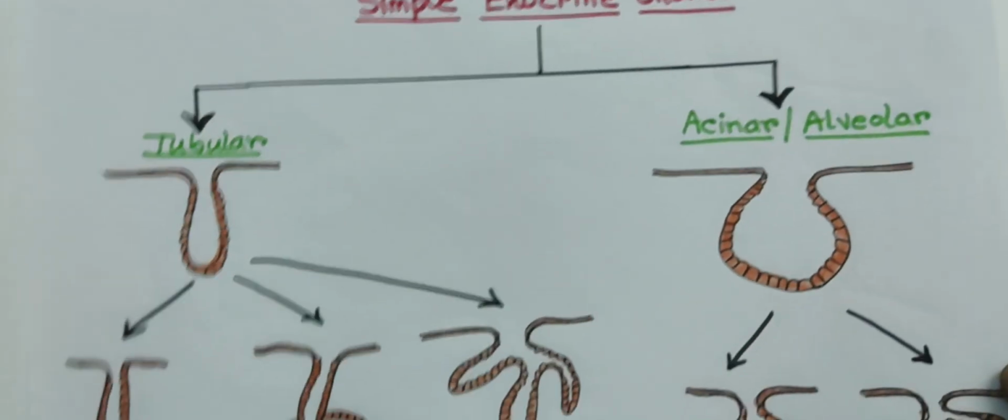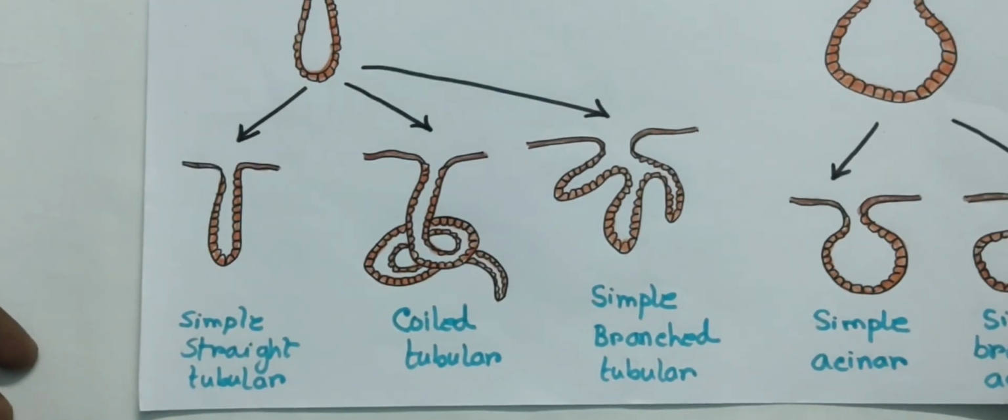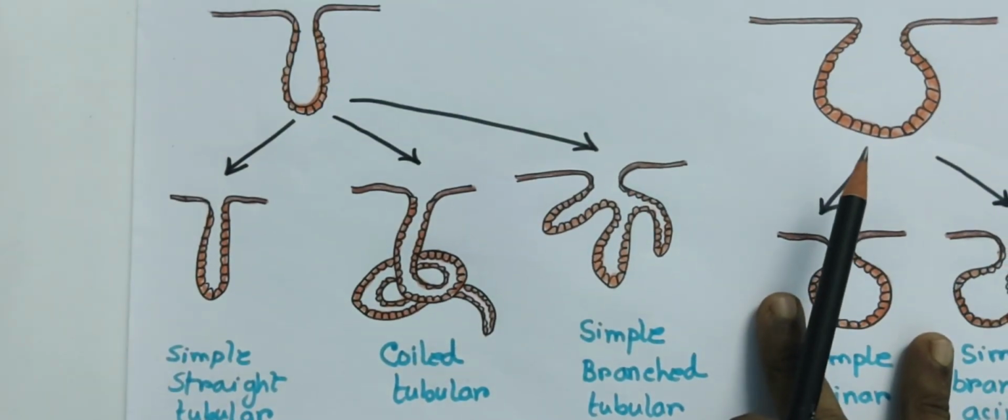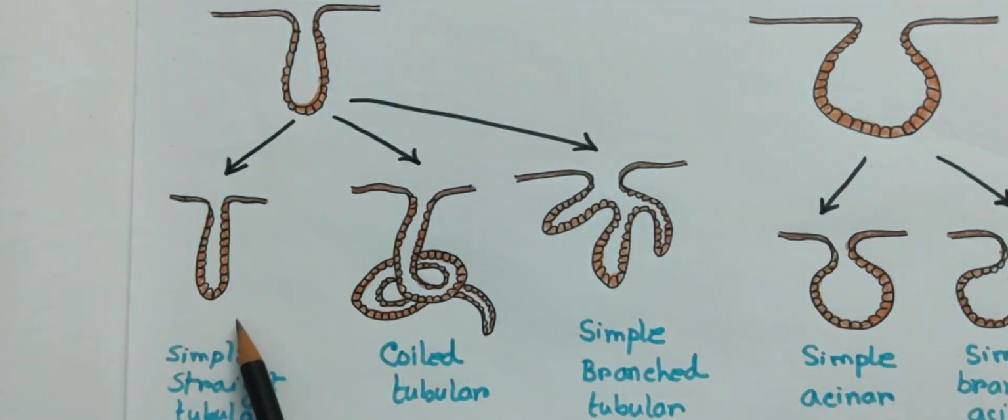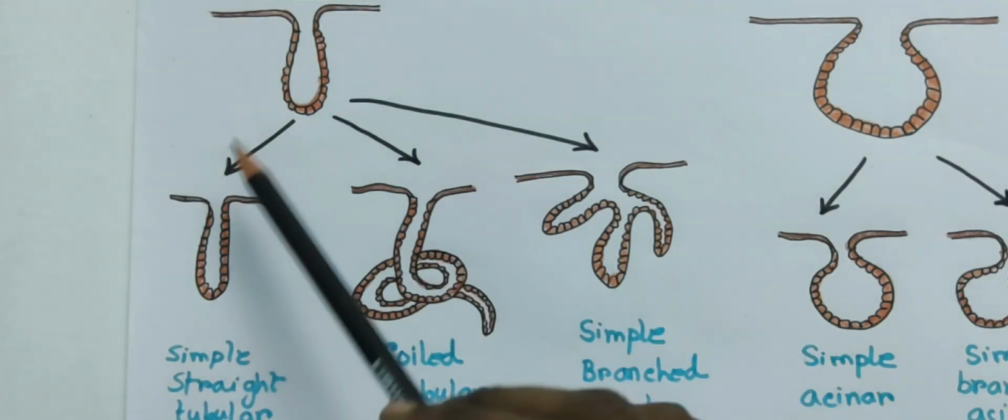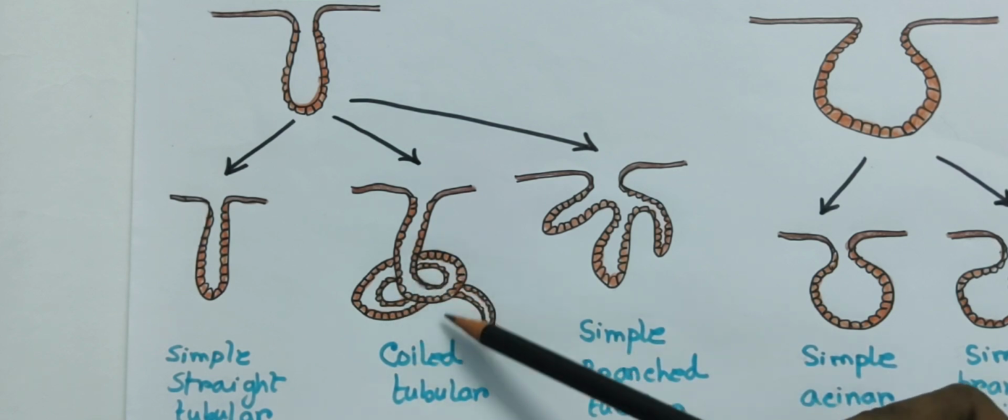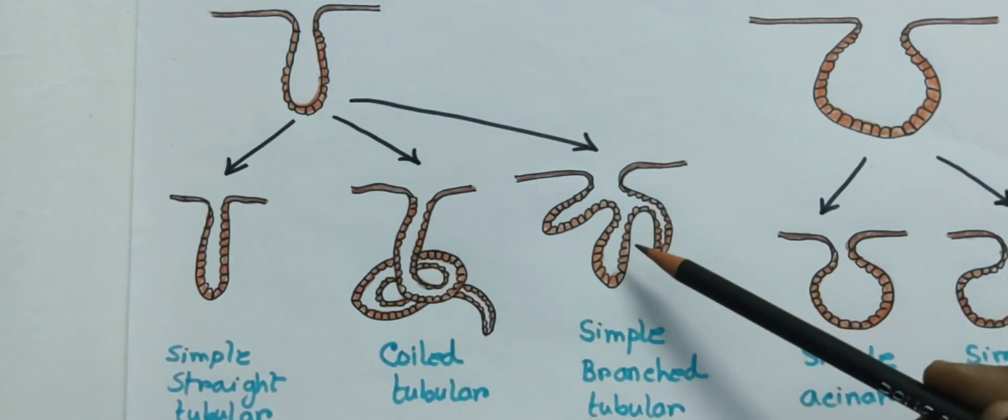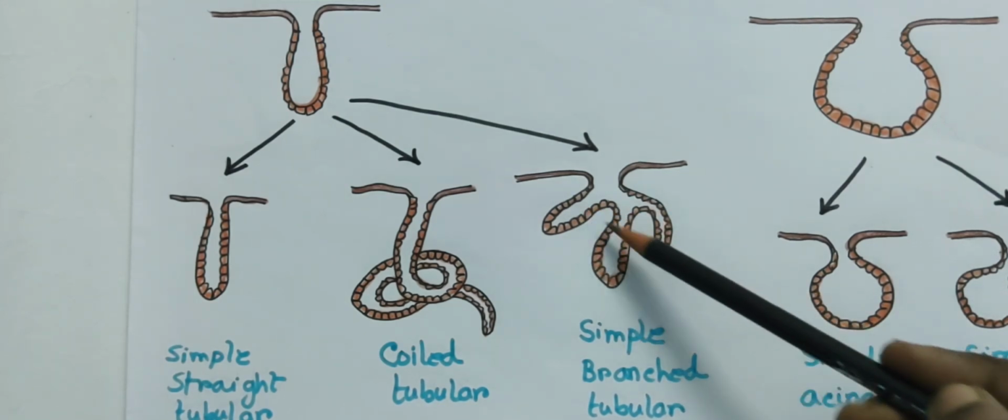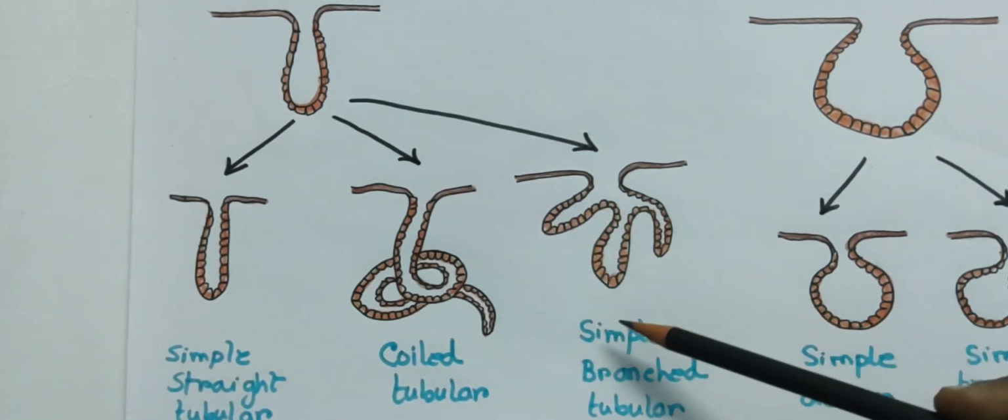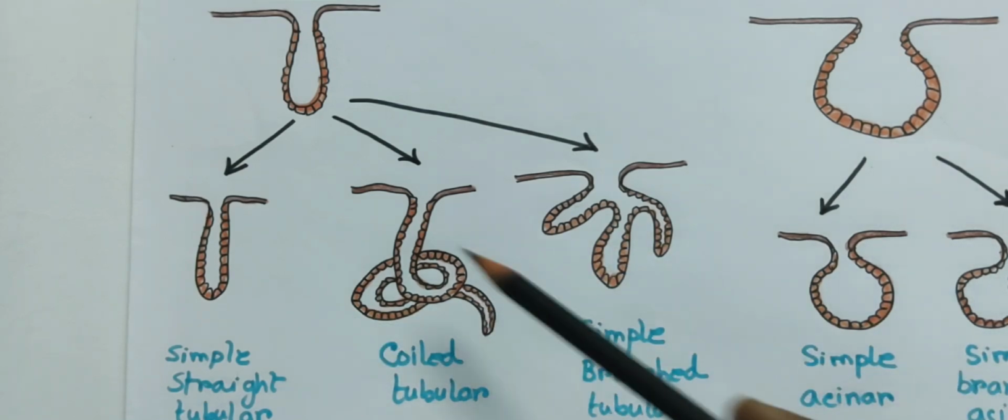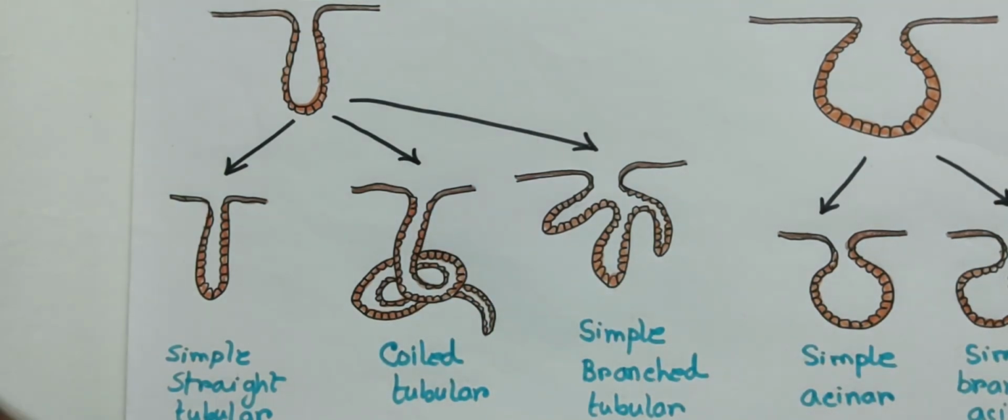Now the tubular type is of three types: simple straight tubular, coiled tubular and simple branched tubular. Simple straight tubular is just like a normal tube. Now when this tubular duct is coiled around, that's why it's called coiled tubular. And this is the simple branched tubular, where the branches are all like tubes. So these are the three types of tubular simple exocrine gland.